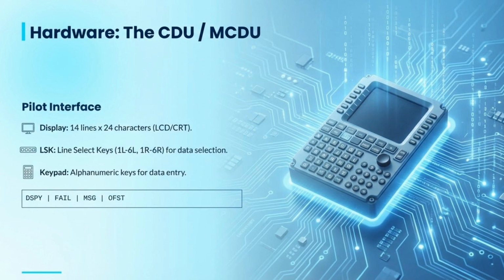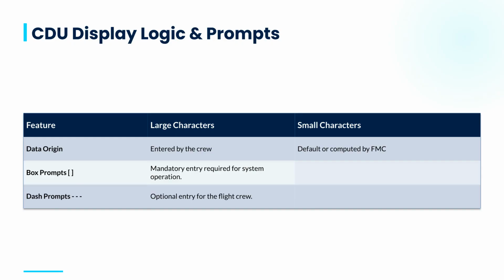The Control Display Unit, or CDU, is the primary hardware interface for the pilot. It features a display, line select keys for data selection, and a keypad for alphanumeric data entry. CDU display logic uses different character sizes and prompts to communicate information. Large characters indicate crew-entered data, while small characters are computed by the FMC. Box prompts show mandatory entries.